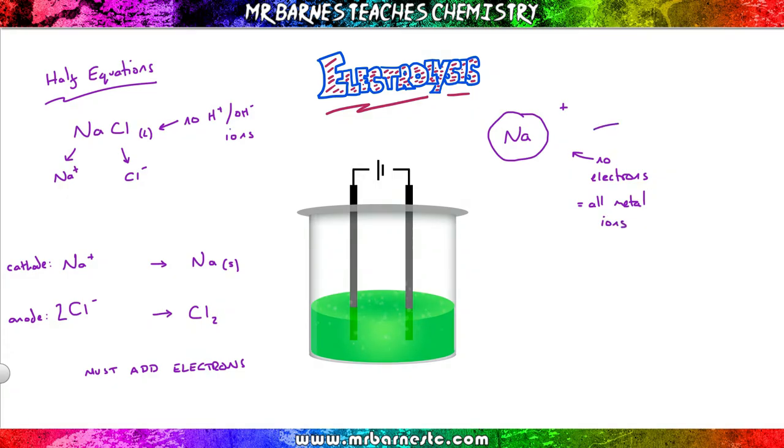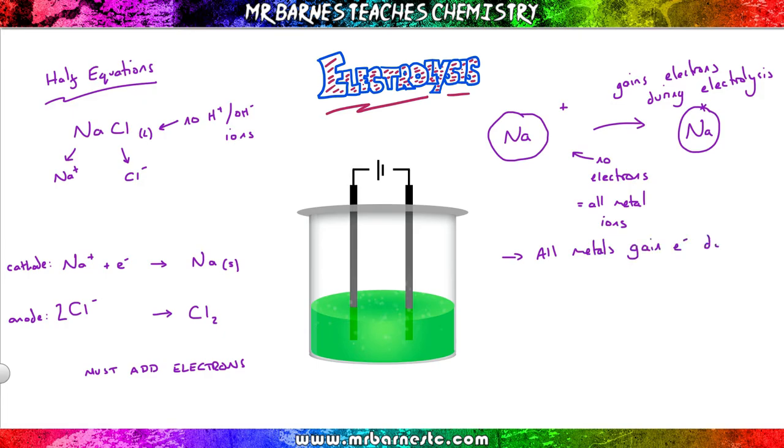Then draw what the actual atom will look like. So sodium is in group 1, so it will have one electron on it. So how do you go from Na+ with nothing in the outer shell to Na with one electron in the outer shell? You add one electron. So you can see in my half equation here, I'm plussing one electron on the left-hand side. Now during electrolysis, all metals gain electrons, therefore you'll always be adding electrons onto the left-hand side of the equation.